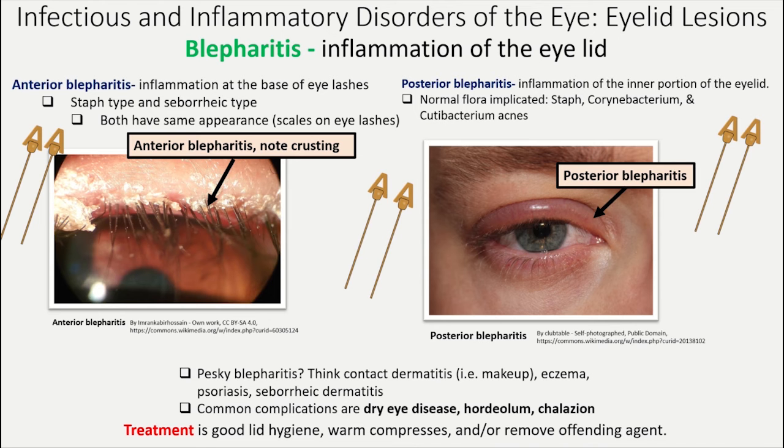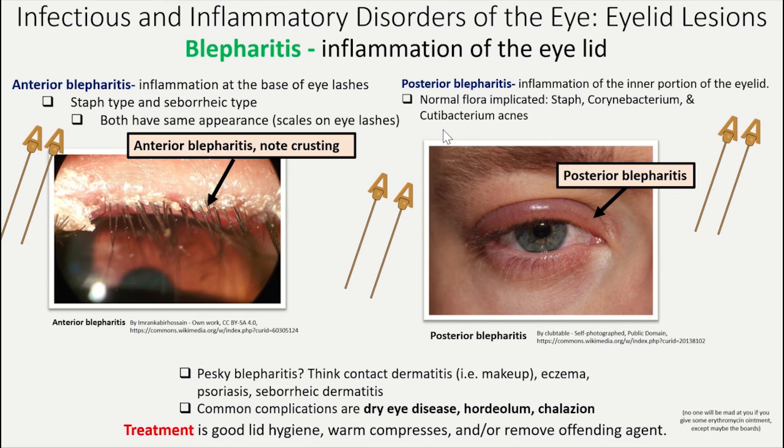Some complications are dry eye disease, hordeolum, and chalazion. You'll notice these gold staffs with the A on the end to represent Staph aureus as the typical cause, and really not just Staph aureus, but just staph in general, staph species.